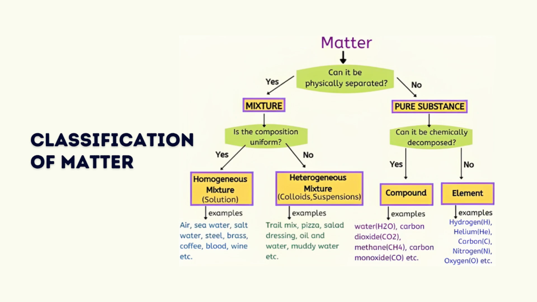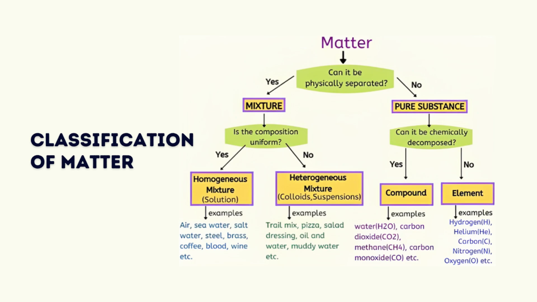Following the mixture route, the next stage asks whether the composition of the mixture is uniform or not. If it is uniform, then it is classified as a homogeneous mixture. If it is not uniform, then it is classified as a heterogeneous mixture.